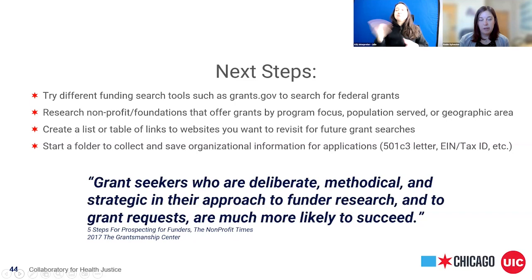So this is the last slide before I open the floor up for questions and also for a demonstration of grants.gov. These are some next steps that you can try on your own in order to get started looking for grant funding. Try the different search tools such as grants.gov to search for federal grants. Research nonprofit foundations that offer grants by program, focus, population served, or geographic area. Create a list or table of links to websites that you want to revisit for future grant searches.